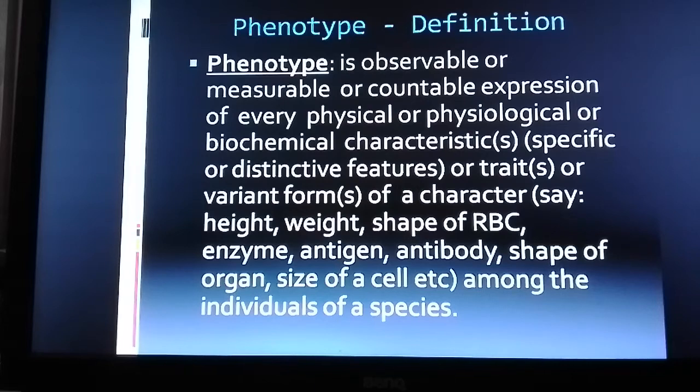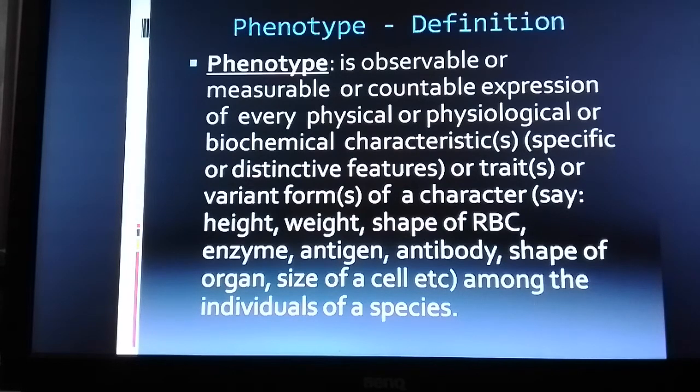even not only the external appearance. External appearance we mean by the word observable, visible. Simply we can say how the body color is. Simply we can say tall or short, that way. But not only the visible appearance, even physiologically you can see internally what is the shape of a cell.